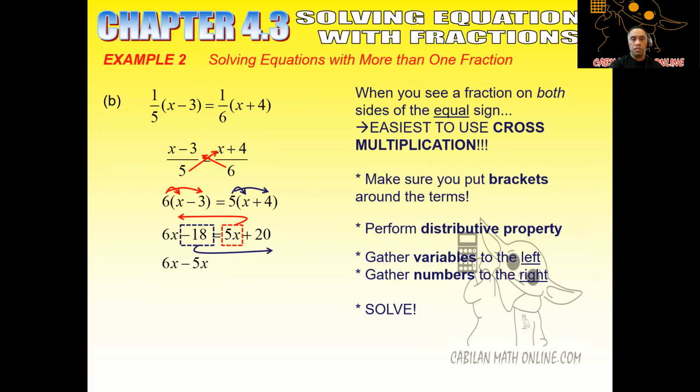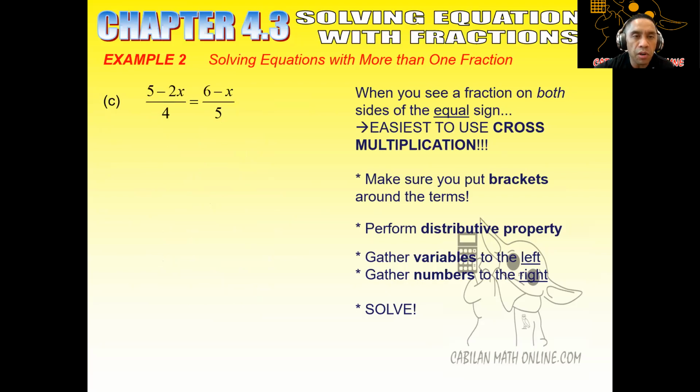It's going to go to the other side, and we're going to add it to the 20 that's already there. So for the final answer here, believe it or not, our next step will give us the final answer, because remember, 6x minus 5x is going to give us 1x, which is just x on its own. So in the next step, guess what? We get the answer, x equals 38. So you can see here, when you have two fractions with different denominators, the easiest way to get rid of the fractions is to cross multiply.